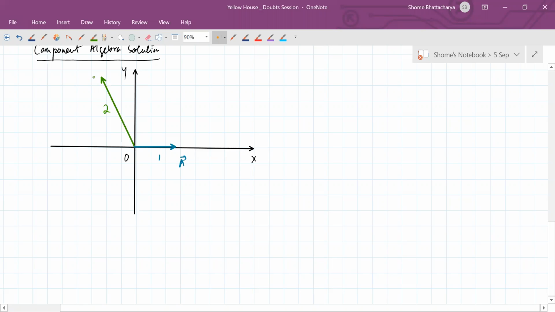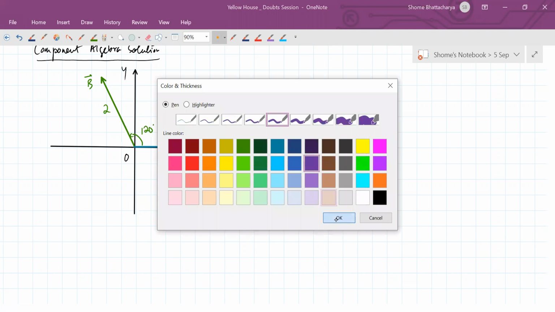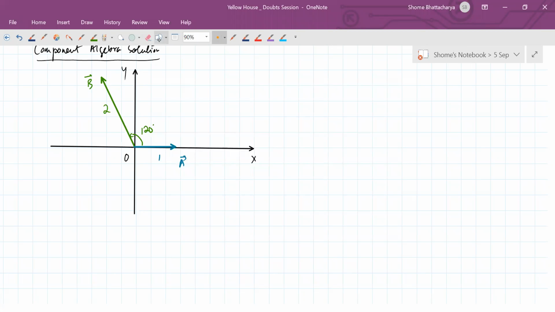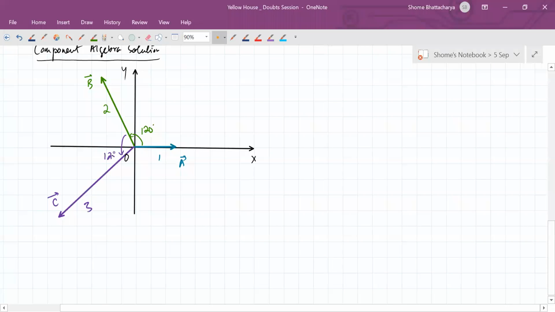So vector B's magnitude is 2 and the angle with respect to E, which is the same as the angle with the x-axis, becomes 120. And now in the same diagram, the vector C would be like this. It would be a vector making an angle of 120 with B. So that means with A it is making 120 plus 120, so 240 degrees. Okay. So this is the vector C. This angle is 120. Okay.